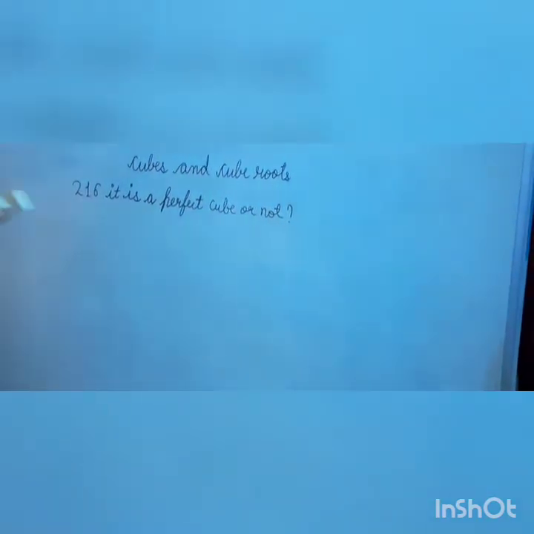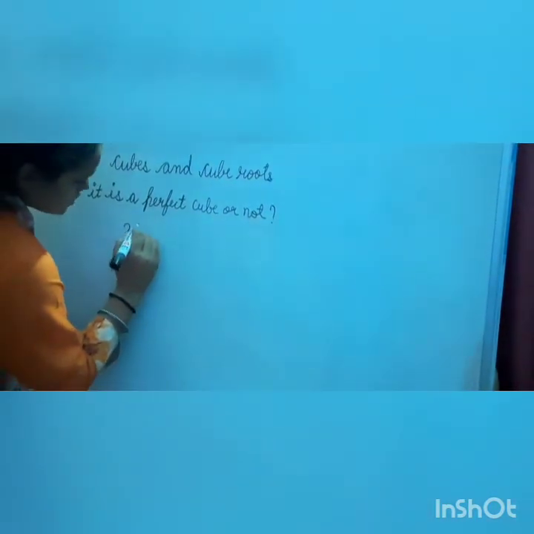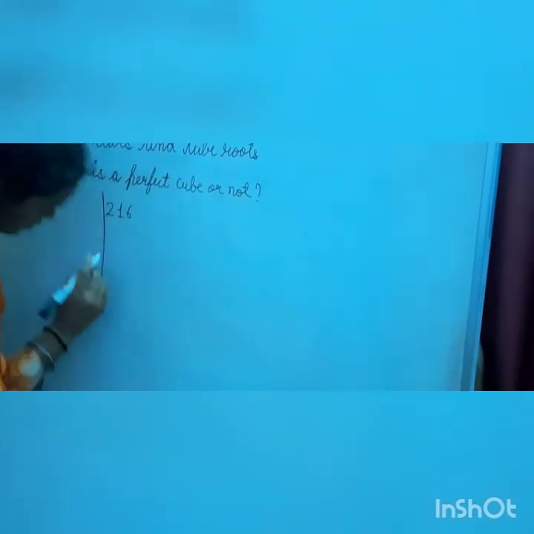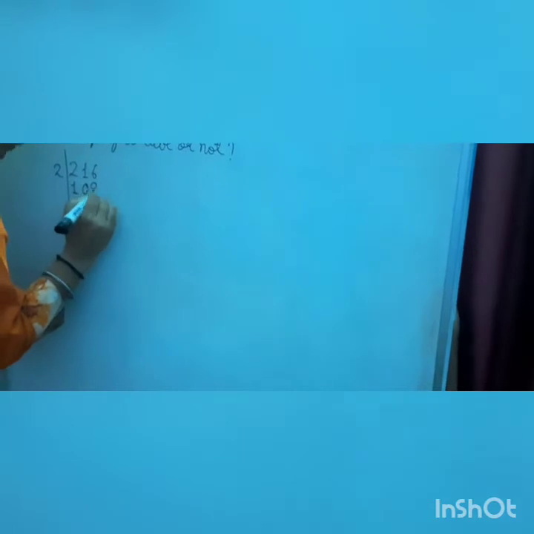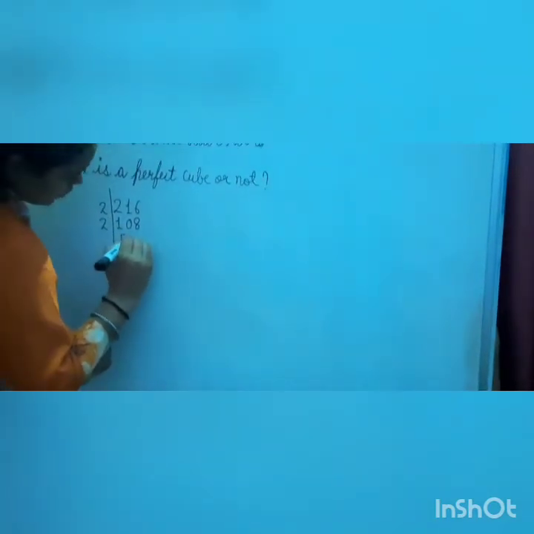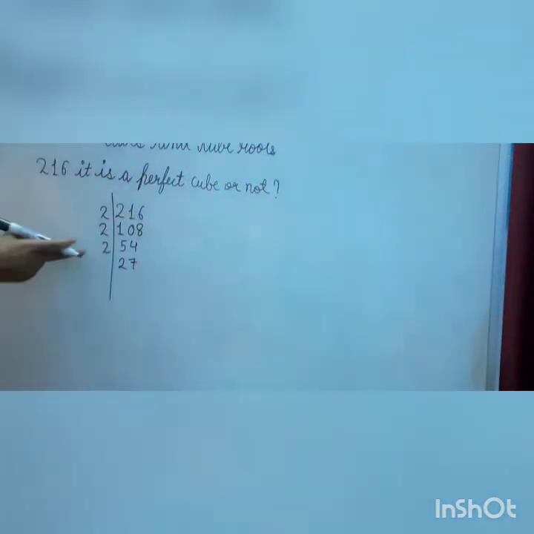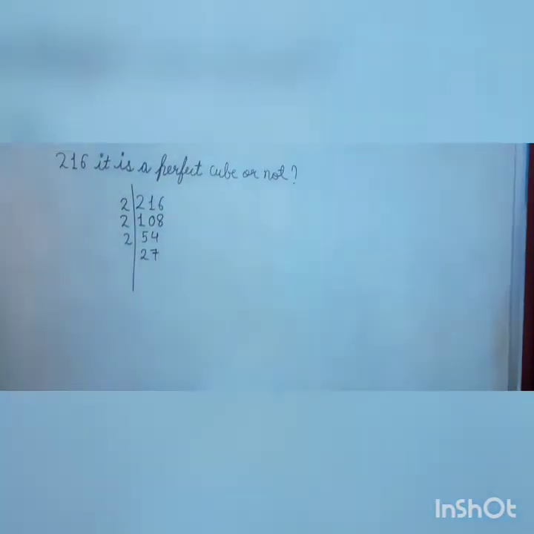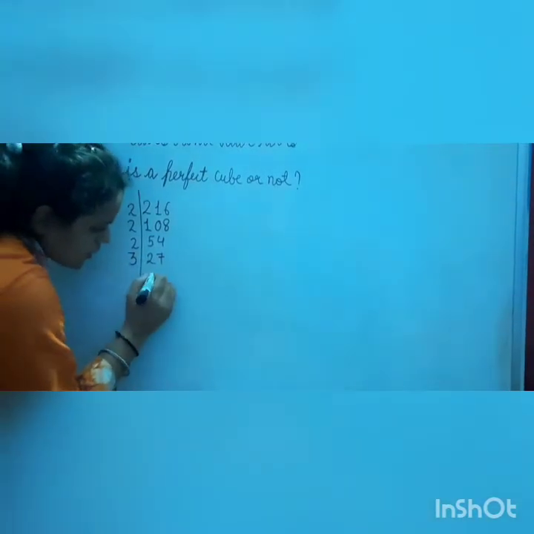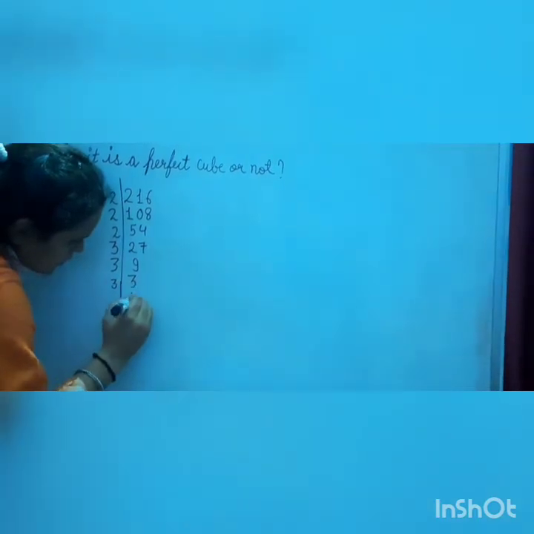You will find whether it is a perfect cube or not by the prime factorization method. You have to write 216 and use the prime factorization method. Okay, you have to divide it by 2. 2 1 is 2, 0, 8, again 2, 54, again 2, it is 27. And now you can see that 2 cannot divide 27. Now you have to take 3. 3 9 is 27, 3 3 is 9, 3 1 is 3.